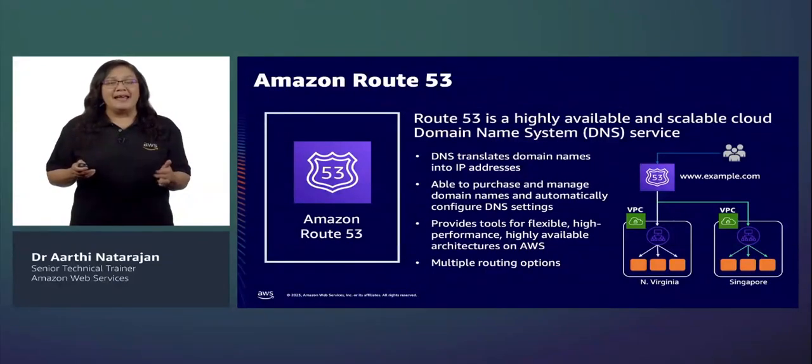Amazon Route 53 is a highly available and scalable cloud DNS service. You can use it to register domain names and even perform automatic renewals, or configure different routing options which allow us to determine where the traffic should go. It provides tools for flexible, high-performance, highly available architectures on AWS, and we have multiple routing options. Let's see how this works.